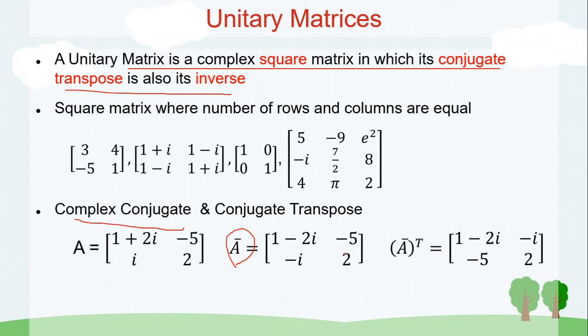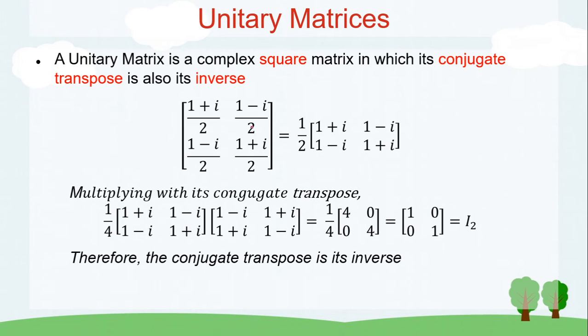Now we have to do the transpose. When we do a transpose, the diagonal elements won't change position, only the other elements get swapped. Normally we exchange the rows with the columns. So the minus 5 and minus i will get their positions interchanged. This is the complex conjugate transpose. Got it? So a unitary matrix is a complex square matrix whose conjugate transpose is also its inverse.